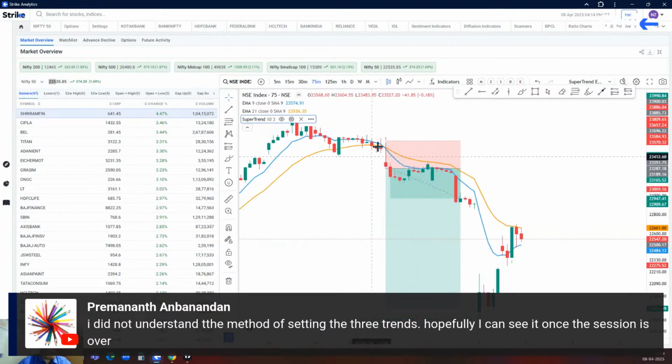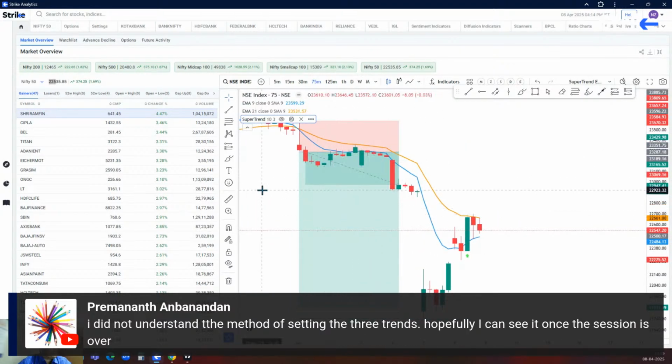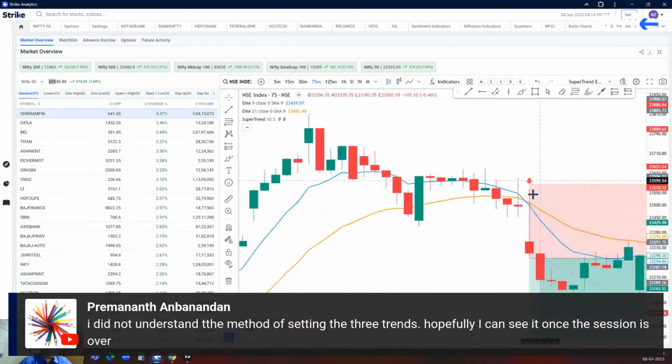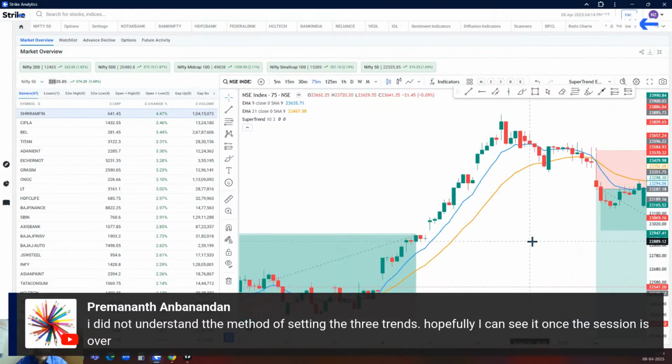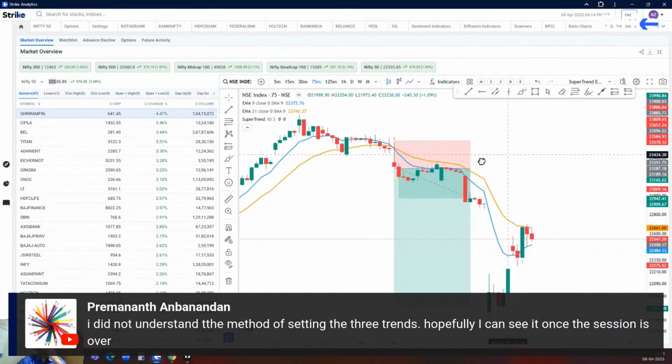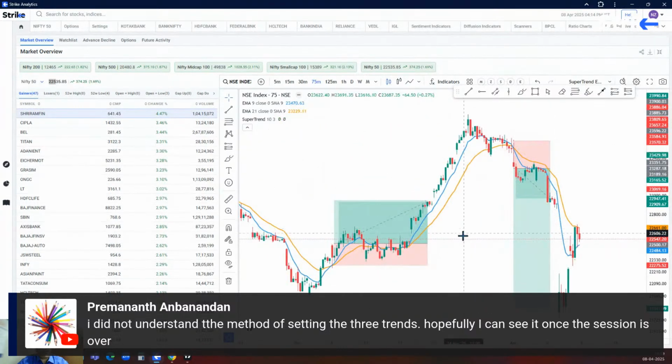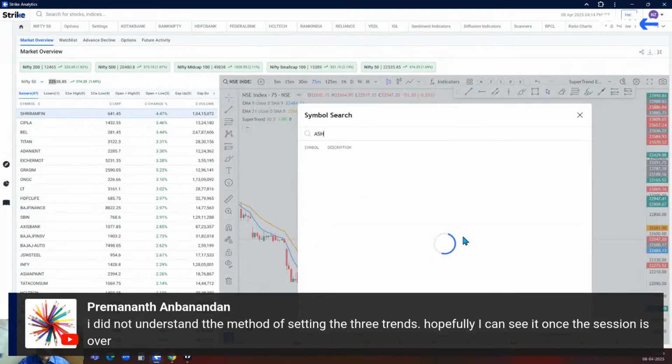If the arrow is red in color, it means, over here look at this red arrow, it means Super Trend is in a sell mode. Okay, I hope Premnath ji you understood this. Yeah, now for a particular stock, does it work or not, it depends. We'll have to do a lot of back testing for whether this method works for individual stocks or not.